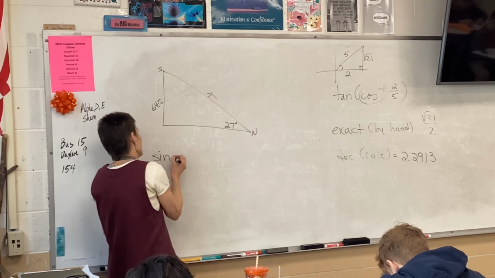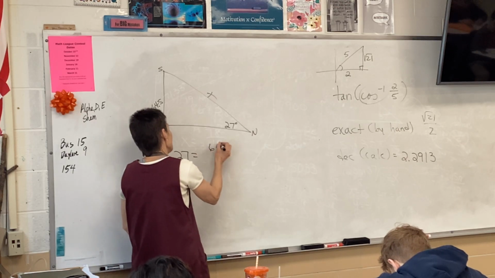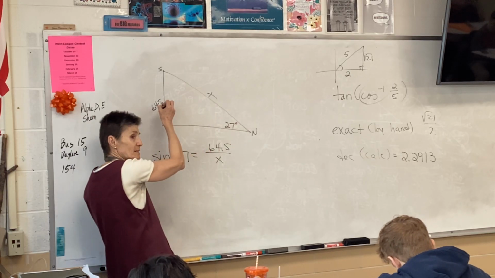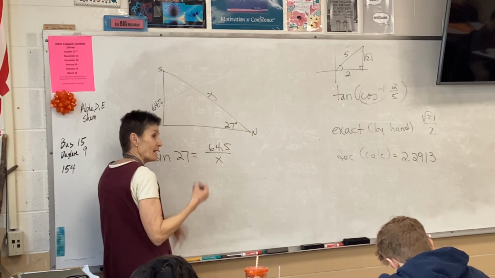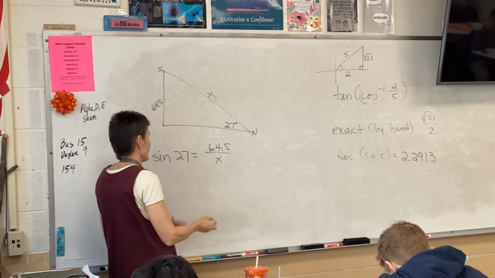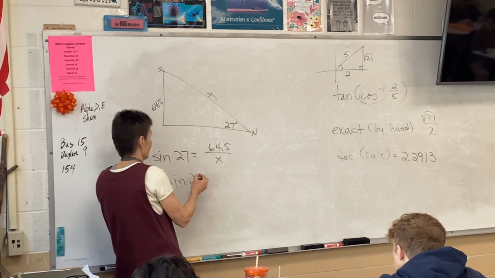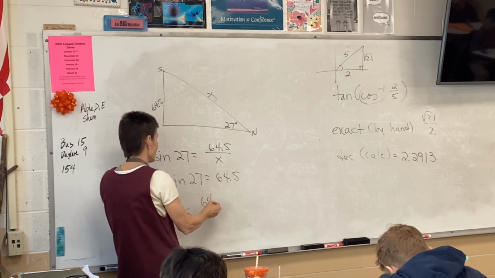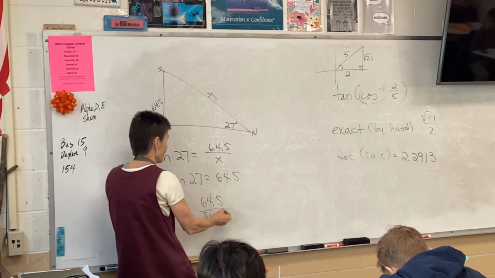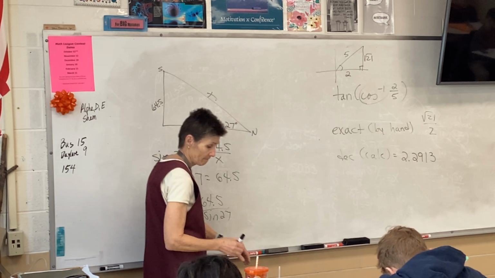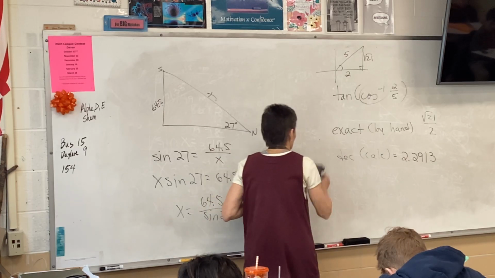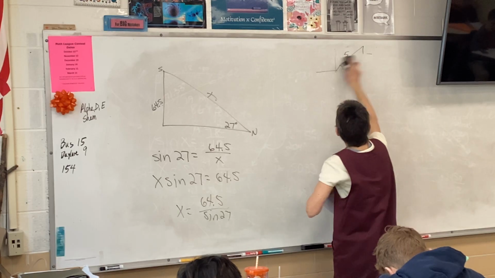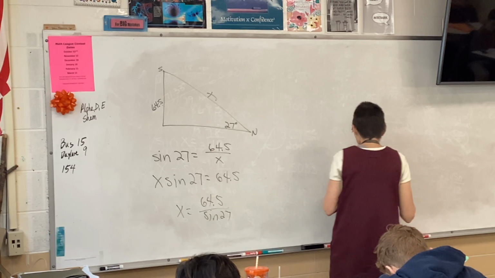Sine. If you are still in mystery land, you can't figure out how you know that's sine. Remember, this is opposite and hypotenuse. That's sine. So we'll multiply by x and divide. So 64.5 over sine 27. I'll let you type that in if you want to. That's the setup.